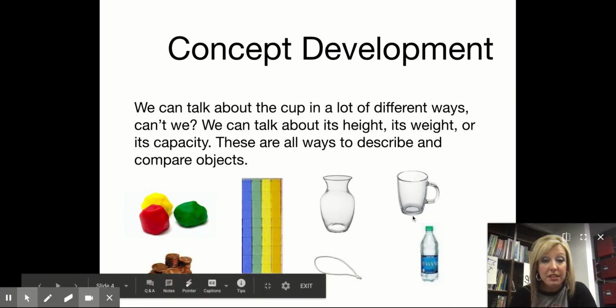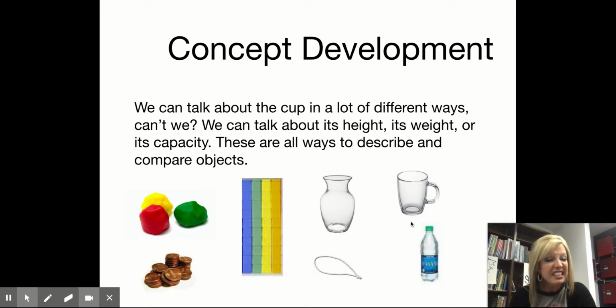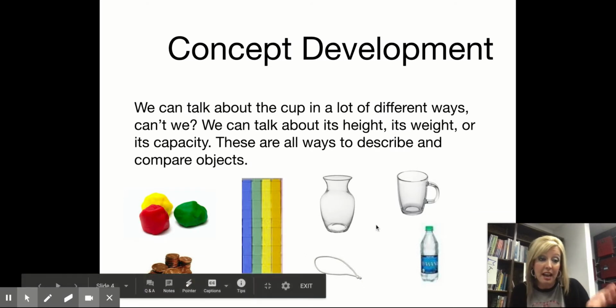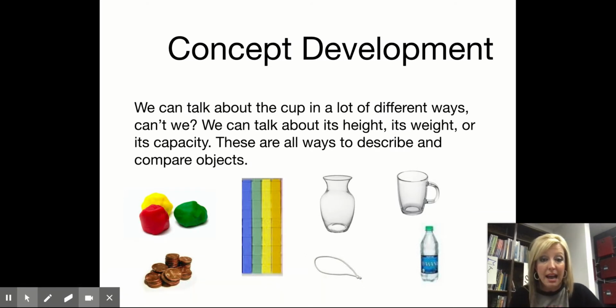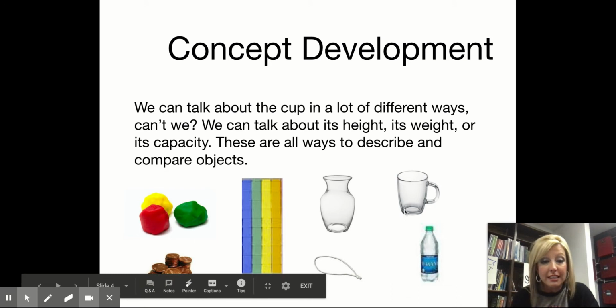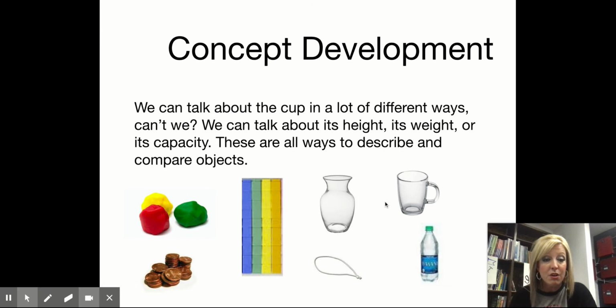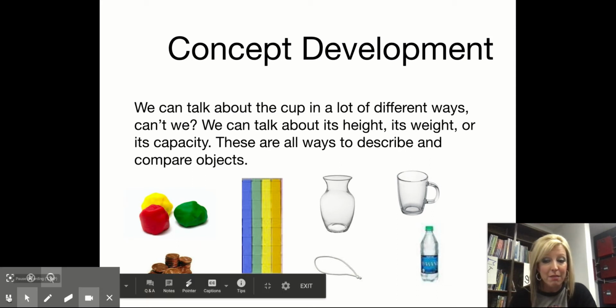We could talk about this cup right here in a lot of different ways, can't we? We can talk about its height, how tall it is, its weight, how heavy it is, or the capacity. That's a big kid word. Can anybody remember what capacity means? You're right. It's how much something can hold. So once again, we could talk about how tall it is, its height. We could talk about its weight, how heavy it is, or its capacity, how much it can hold. These are all ways to describe and compare objects.